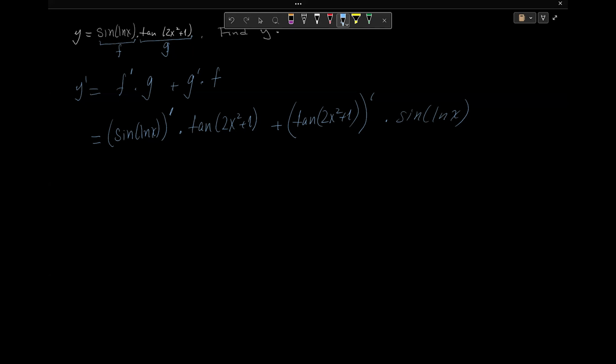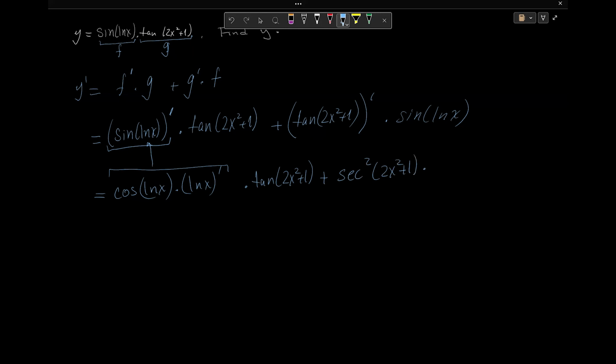Okay, let's take the derivative of this now. The sine of something. The derivative of the sine is going to be the cosine of that something times the derivative of the something. Here you go. This is this. Okay? Times the tangent 2x squared plus 1. Plus, I have a tangent of something, and I'm taking its derivative. So what's the derivative of the tangent? It's the secant squared of that thing times the derivative of that thing times the last factor, ln of x.